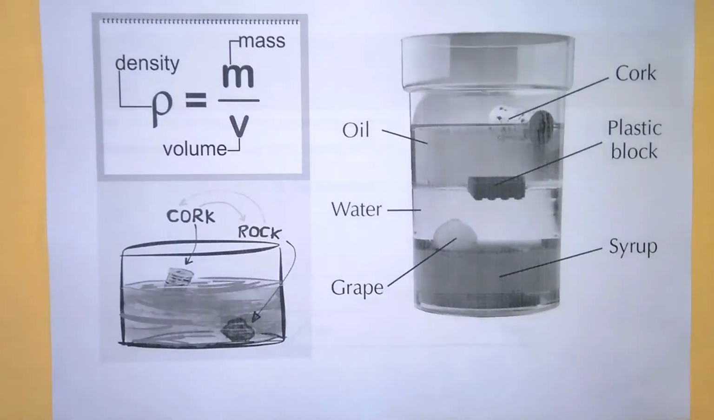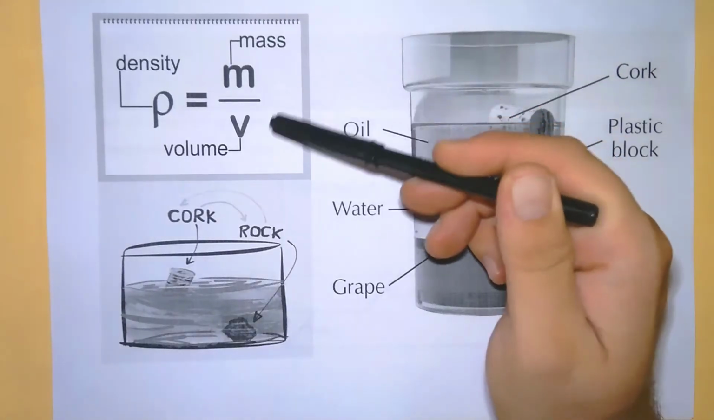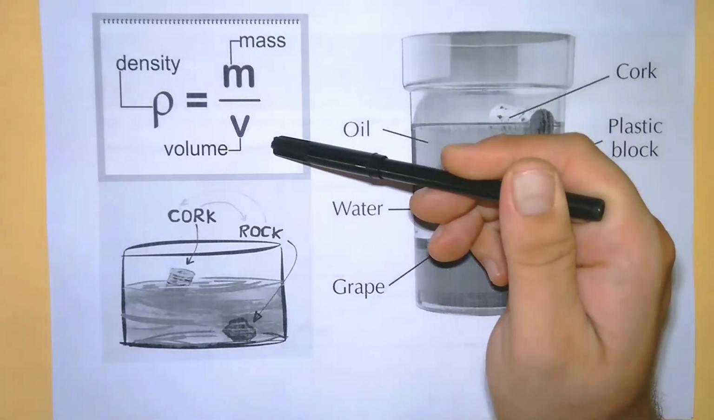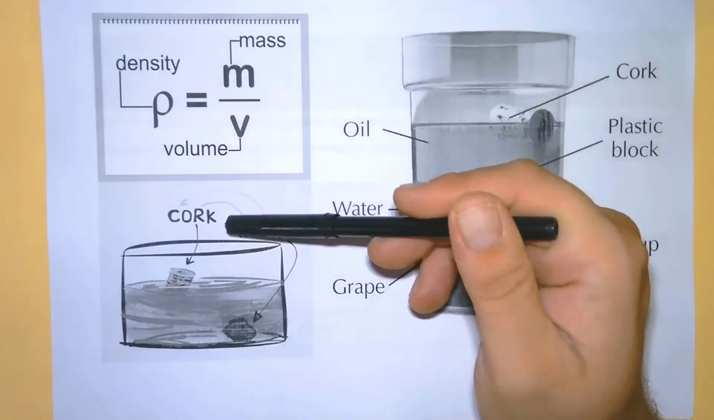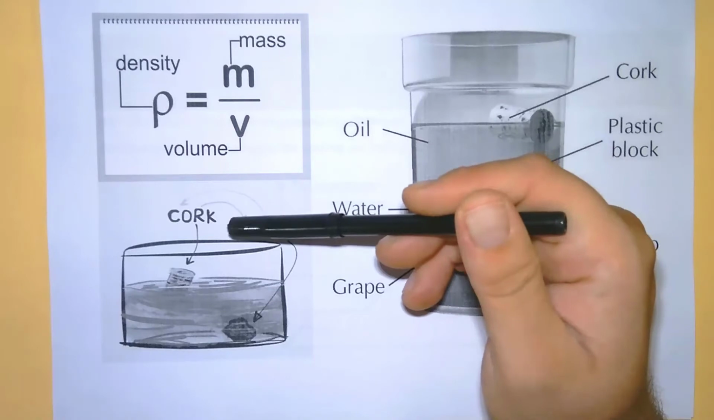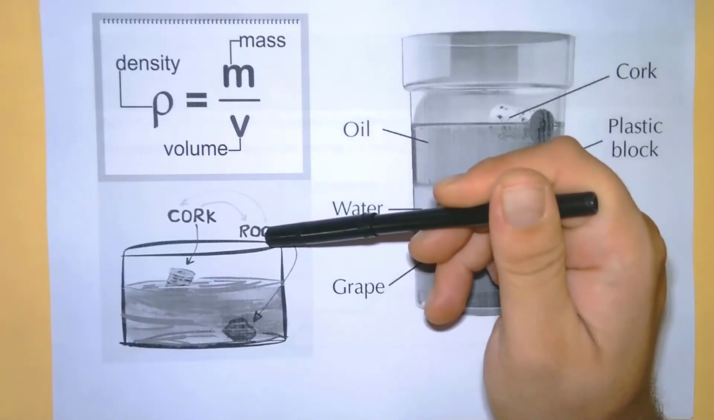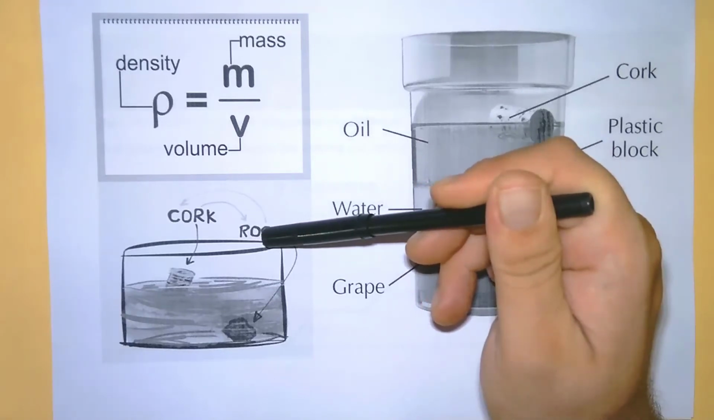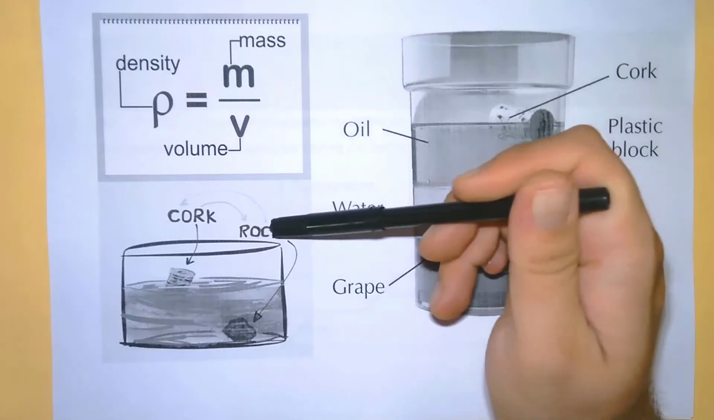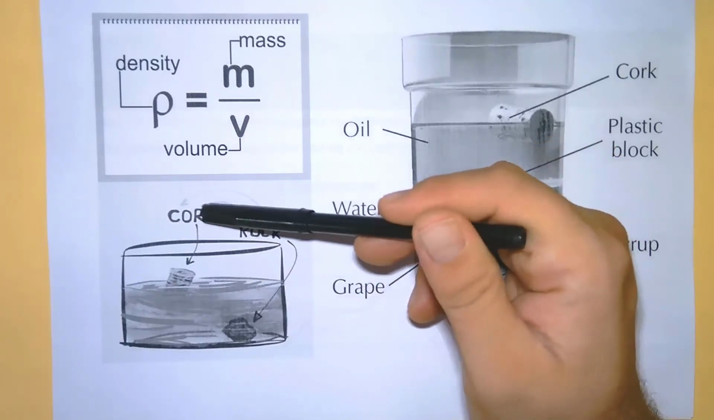The next one then, density. It's not something you've done in a while. You learned about it in technology. Density is the mass per unit volume of a substance. And that is probably the best example we have. If we have a cork and a rock of exactly the same size, and we throw them into water, the rock will sink, whereas the cork will float.